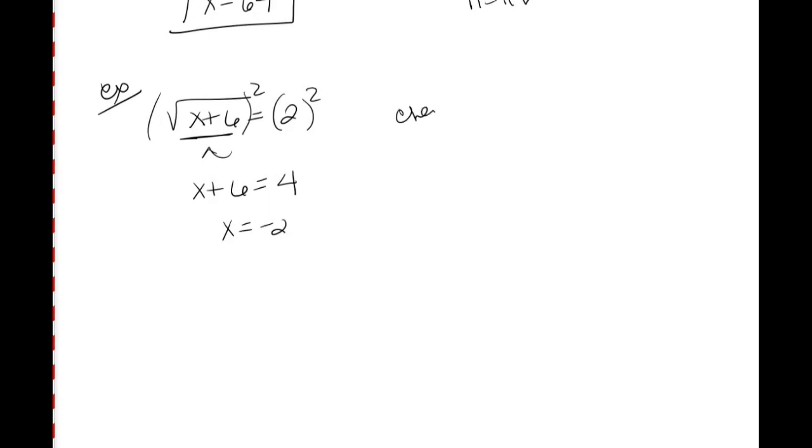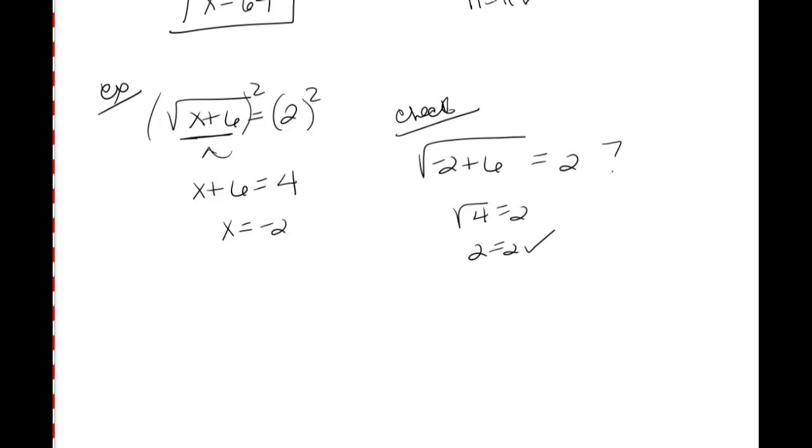Now, before I circle it, I'm going to plug it in. Is the square root of negative 2 plus 6 the same as 2? That's the question. Negative 2 plus 6 is 4, and the square root of 4 is 2, and 2 equals 2. So yes, that is going to work.